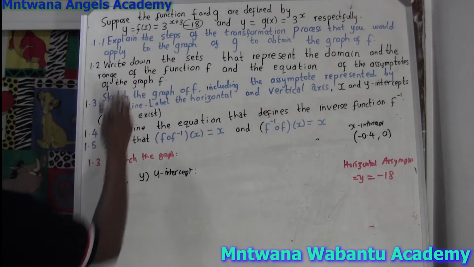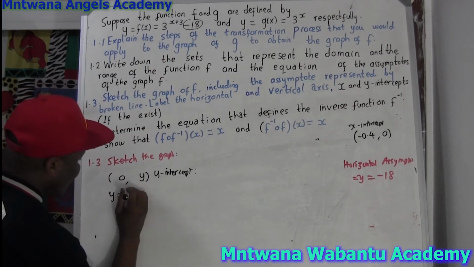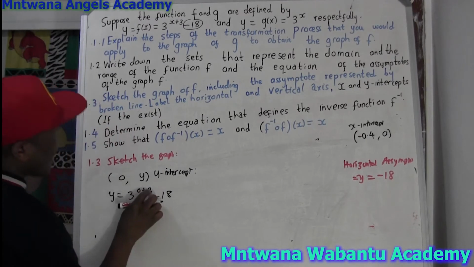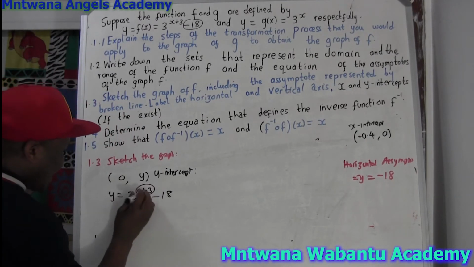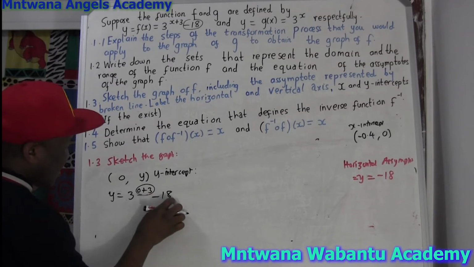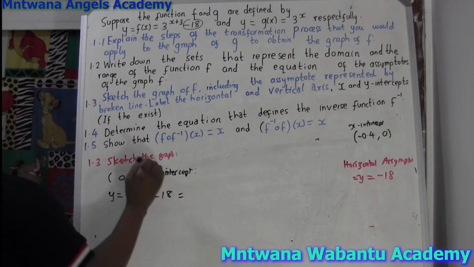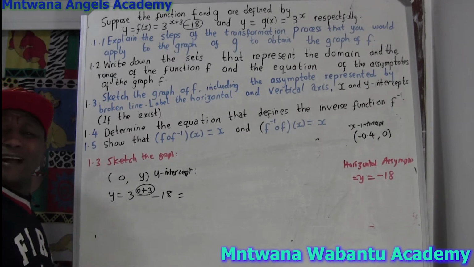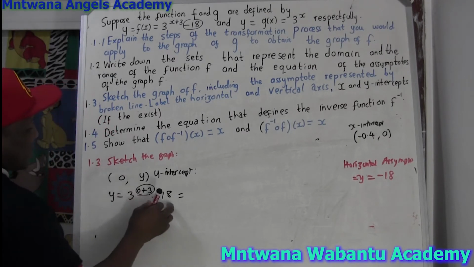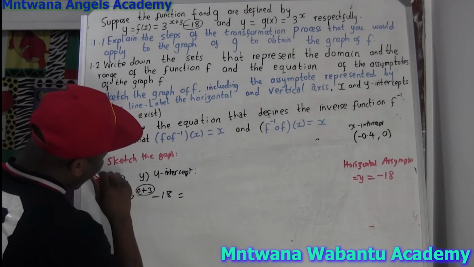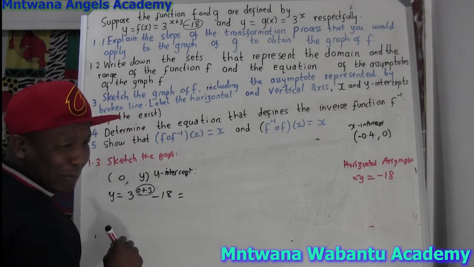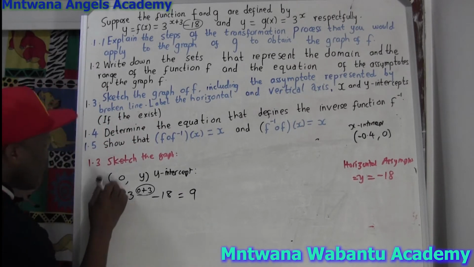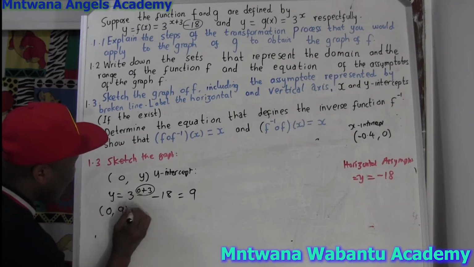Let's go to the question. So now when finding the y-intercept, x equals 0, so it's going to be 0 plus 3, and then minus 18. 0 plus 3 equals 3. So 3 power 3 equals 27. 27 minus 18 equals, come on, I forgot the times table. I forgot the plus and minus. 27 minus 18 equals 9. So when x equals 0, y equals 9, and this is the y-intercept.